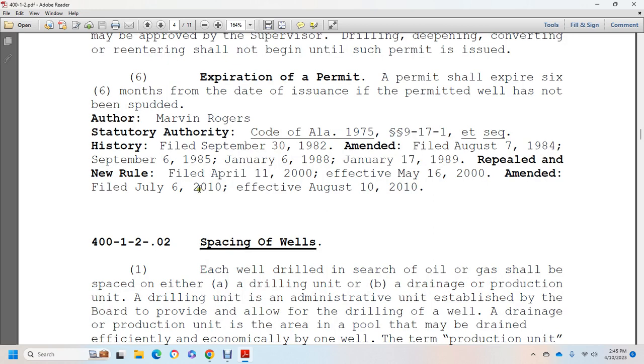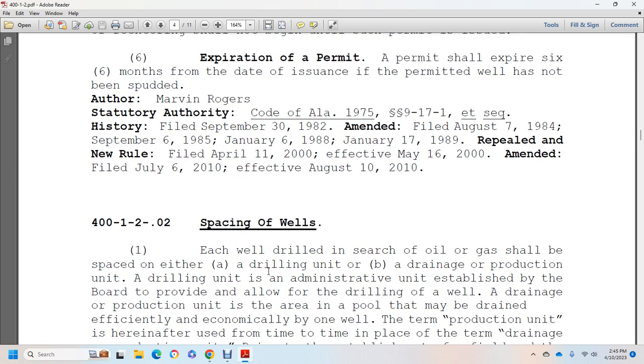400-1202, spacing of wells. Each well drilled for oil and gas shall be spaced on either the 1A drilling unit, or B, the drainage or production unit. The drilling unit, as established by the board, provides the area over which the well drains. The production unit is the area of the pool that may be drained efficiently and economically by one well.